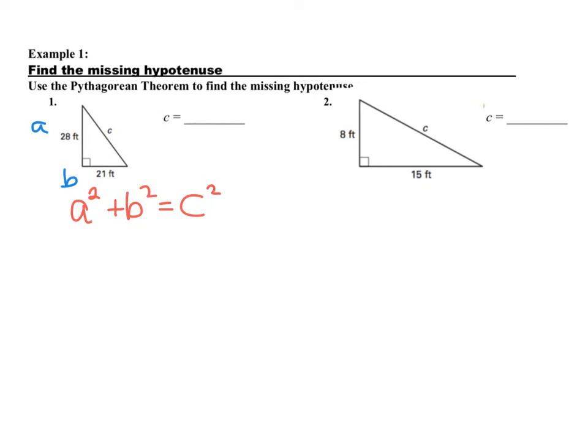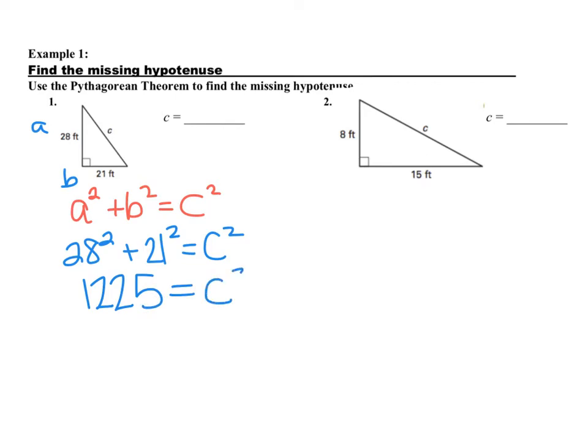So we're going to have then our A, the length is 28, so I'll have 28 squared. And my base is going to be b squared, which is 21 squared, and that's going to be equal to c squared. So 28 squared plus 21 squared is going to give us 1,225, and that's going to be equal to then our c squared.